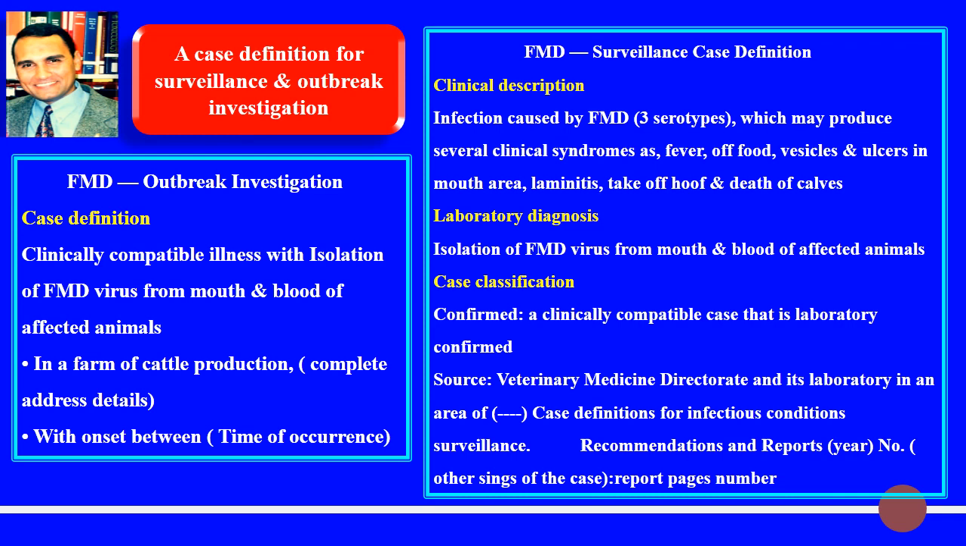In a foot and mouth disease outbreak investigation, we talk about the case definition: a clinically compatible illness with isolation of foot and mouth disease virus from the mouth and the blood of the affected animal. The place of the outbreak is a farm of cattle production, and we write the address completely in detail, with onset between, where we specify the time of occurrence of this investigation and of the outbreak.